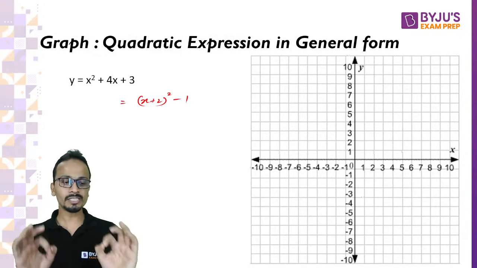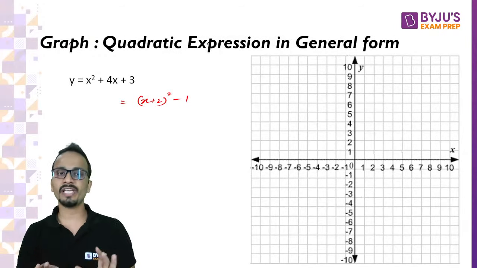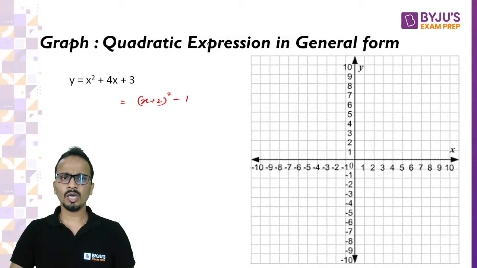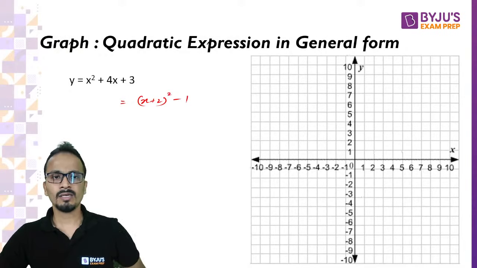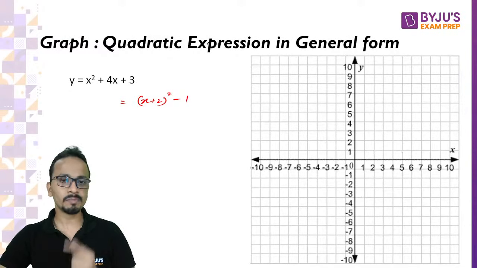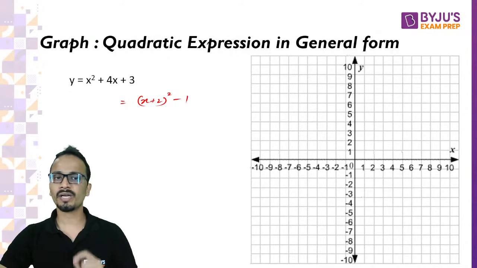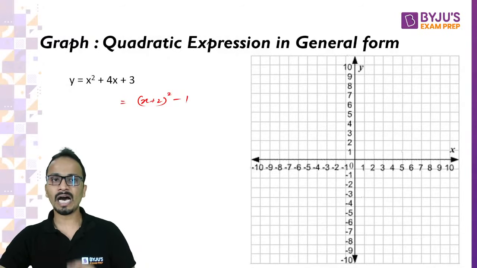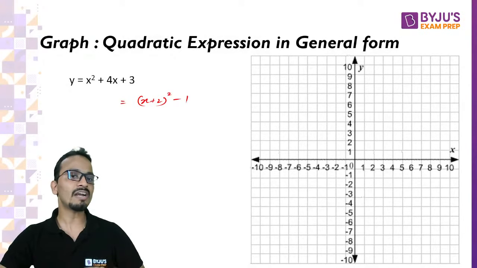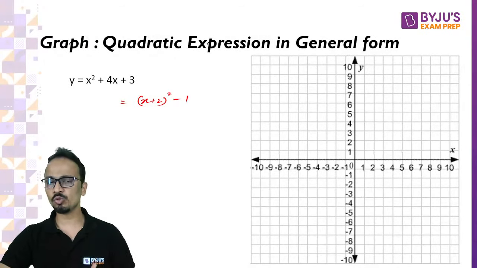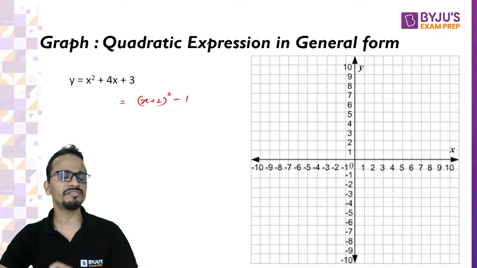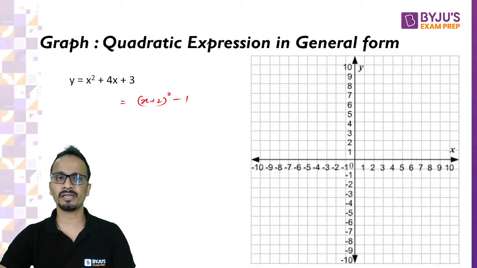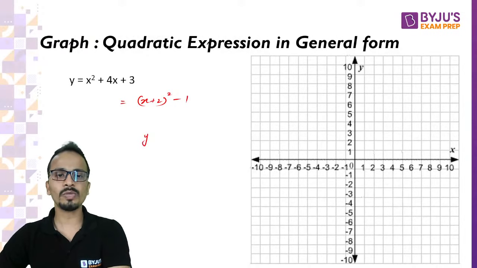Now watch everything very carefully. I have to plot the graph of (x plus 2) whole square minus 1. We'll use the steps that we saw yesterday, the concepts related to the shifting of graphs, in this particular case. So I'll start with the graph of y equal to x square.